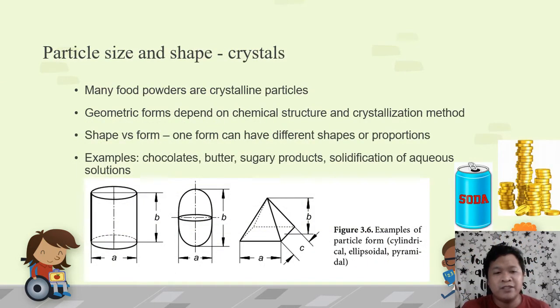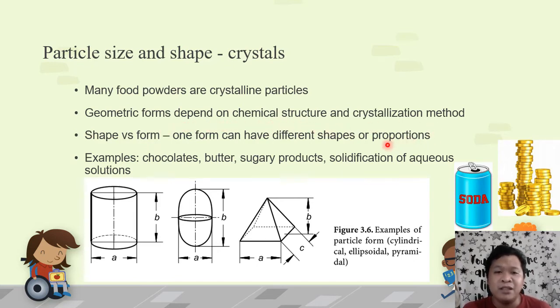So although for the sake of simplicity, we assume perfect spheres, many food powders are actually crystalline particles, as we know, like sugar crystals, salt crystals. Geometric form depends on the chemical structure and the method of crystallization. That's why for the same chemical formula, you can have different structures, no? As you can see, for example, with the same sugar can be granules and like those you see in peanut brittle. On shape versus form, one form can have different shapes or proportions.